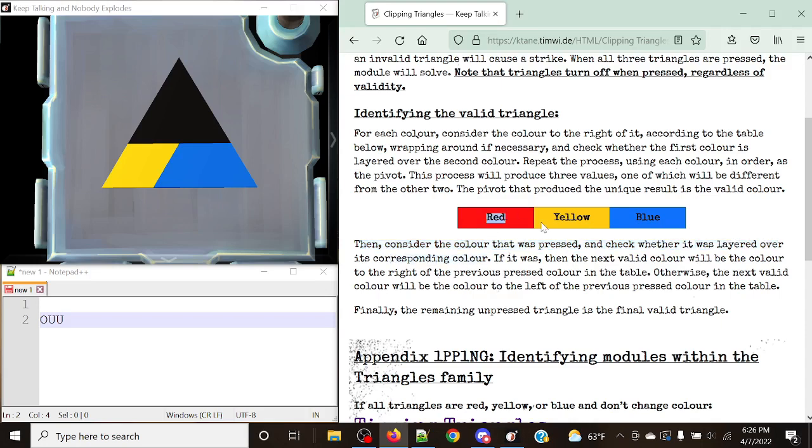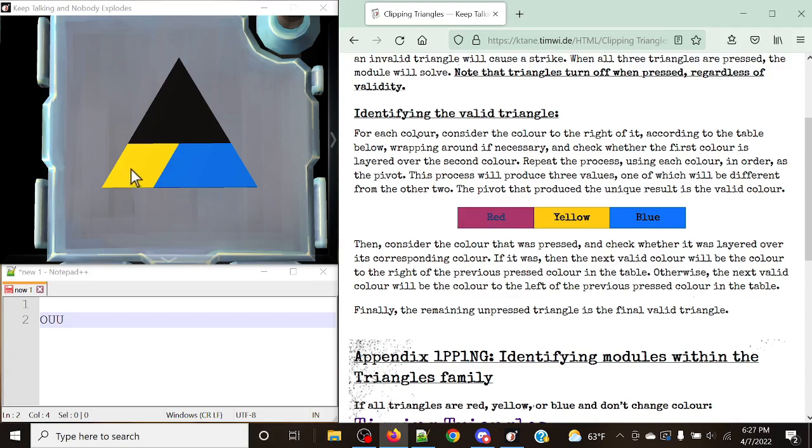All we simply need to do is look at this chart here and check whether it was layered over its corresponding color. So the color that we pressed was red. Was red layered over the color to the right of it, in this case being yellow? It was indeed. It was the only color that was over everything else. So if it was, the next valid color will be the color to the right of the previously pressed color in the table. Otherwise, the next valid color will be the color to the left of the previous color in the table. So in this case, what it's asking is, was red over the yellow?